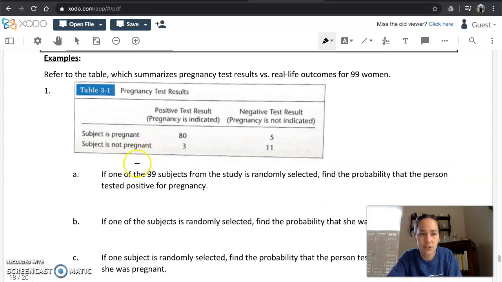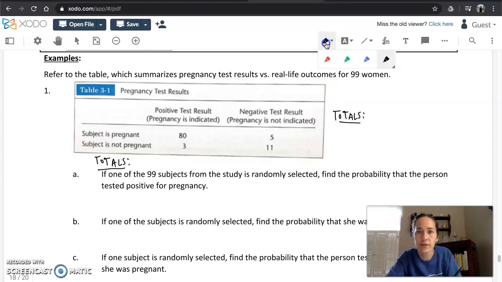And lots of conditional probability problems lend themselves nicely to tables. So here is a table of a test that somebody did. I'm just going to add an extra column and row for totals here and here. And we'll show how that's used in a second. So let's read the table.